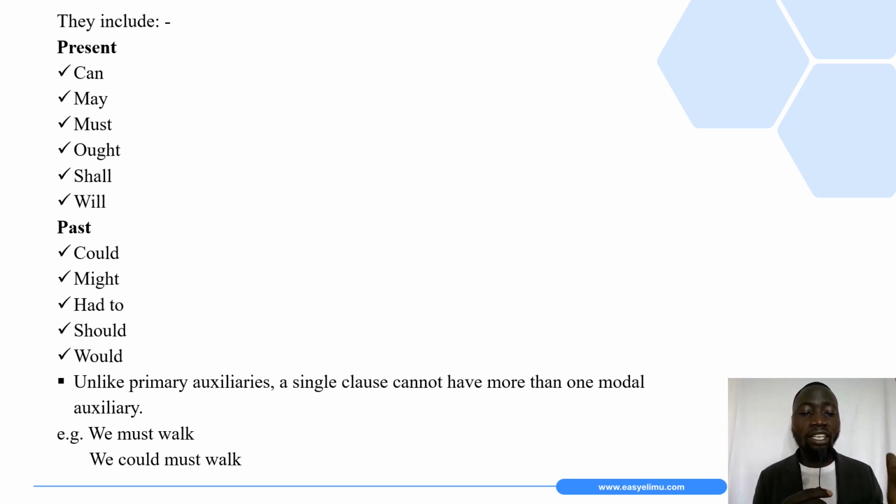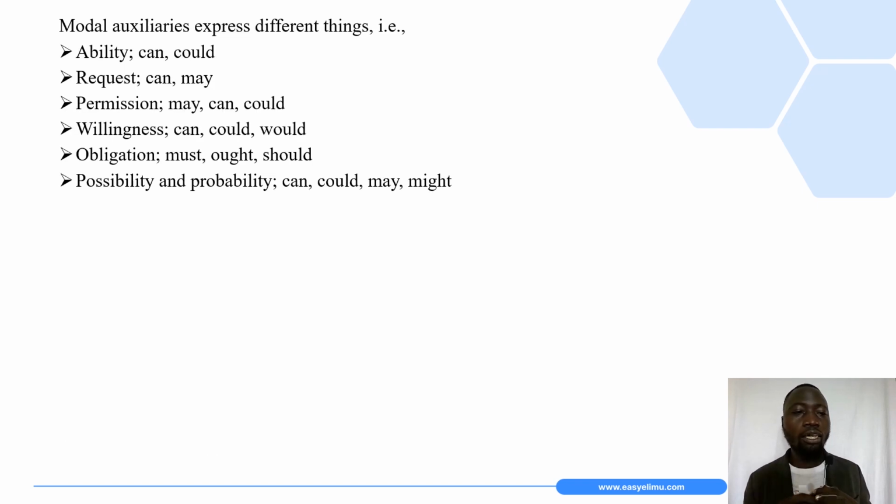So look at the example below. We must talk is correct, but we cannot have more than one modal auxiliary. So if we say, for example, we could must walk, that clause is not making sense. So we cannot have more than one modal auxiliary verb in a clause.